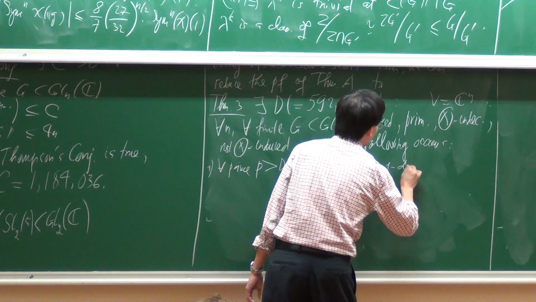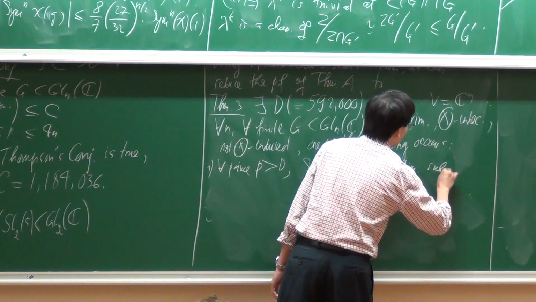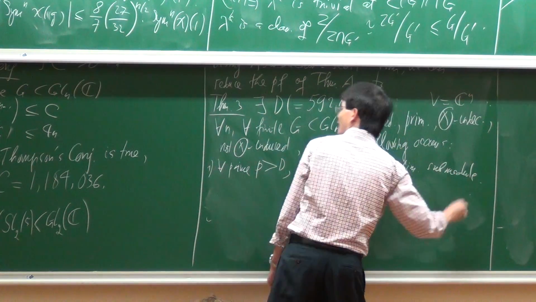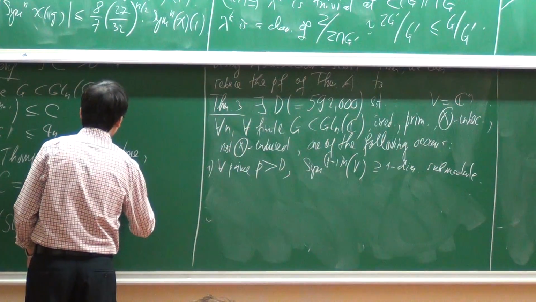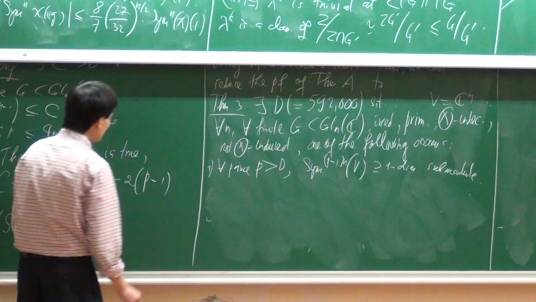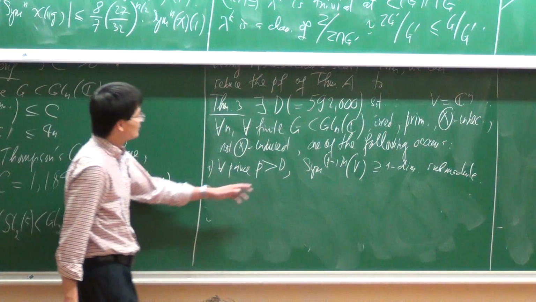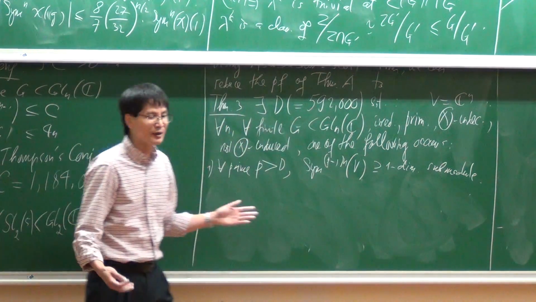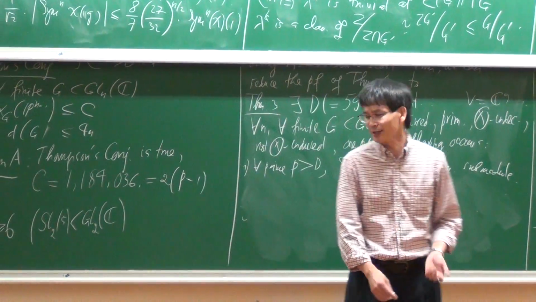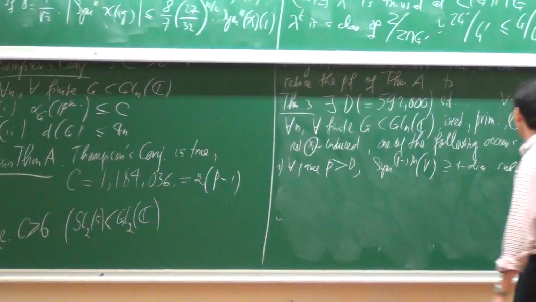A one-dimensional submodel. And I can tell you this now is just that G1, where I took the P to give you the first prime after 592,000, which is 592,019. So I guess this is the number here.